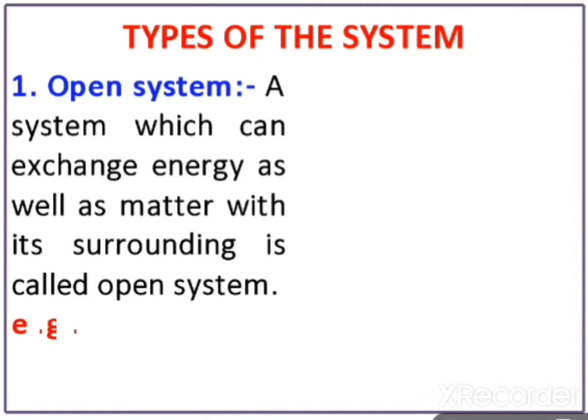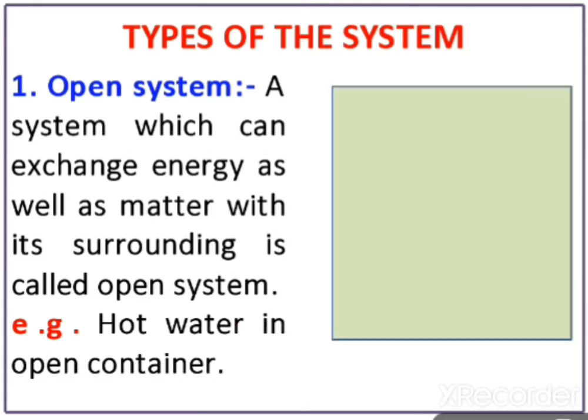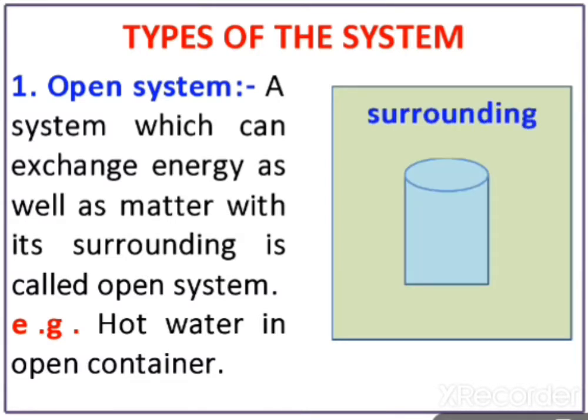So example is hot water in an open container. See, this is the universe, meaning surrounding. In this surrounding I'm taking a beaker. This is a beaker, and if I fill this beaker with water, the beaker is a system. Why? Because we are filling water into this beaker, so that beaker is called the system.